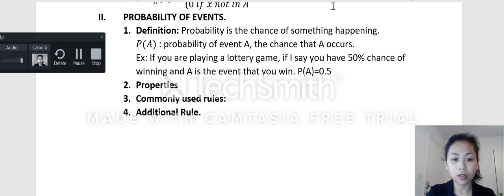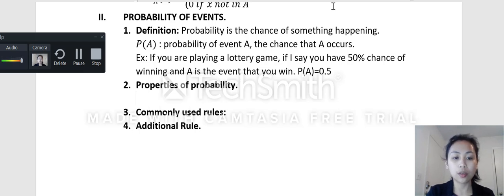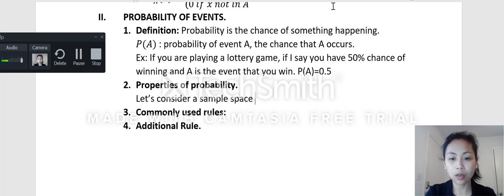So now we go over some properties. Properties of probability. Let's consider a sample space of n sample points.